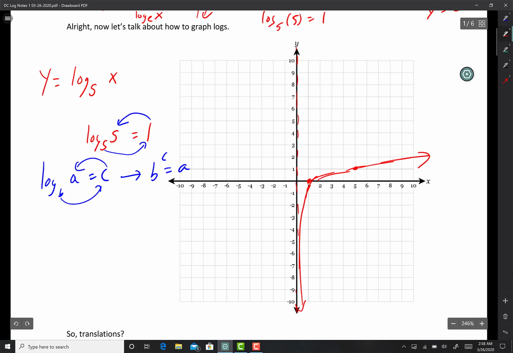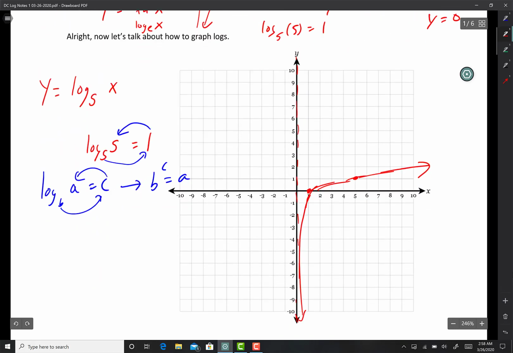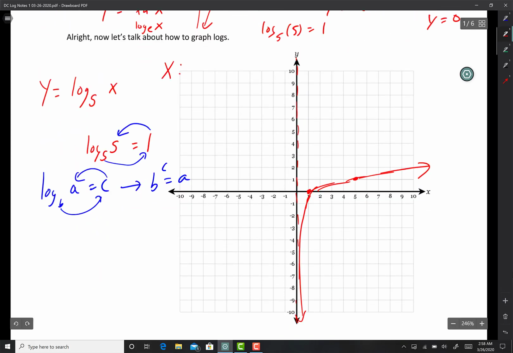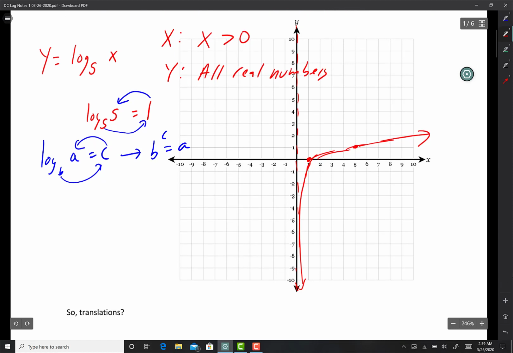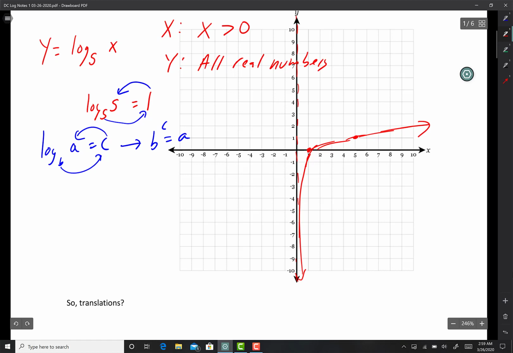My domain and range, notice that your domain is restricted. So your domain is always going to be all values larger than 0. And your range is, since I go down forever and I go up forever, it's a slight angle, but it does go up forever. Your range is all real numbers. And of course, if you shift, that's going to mess up your relationship there.